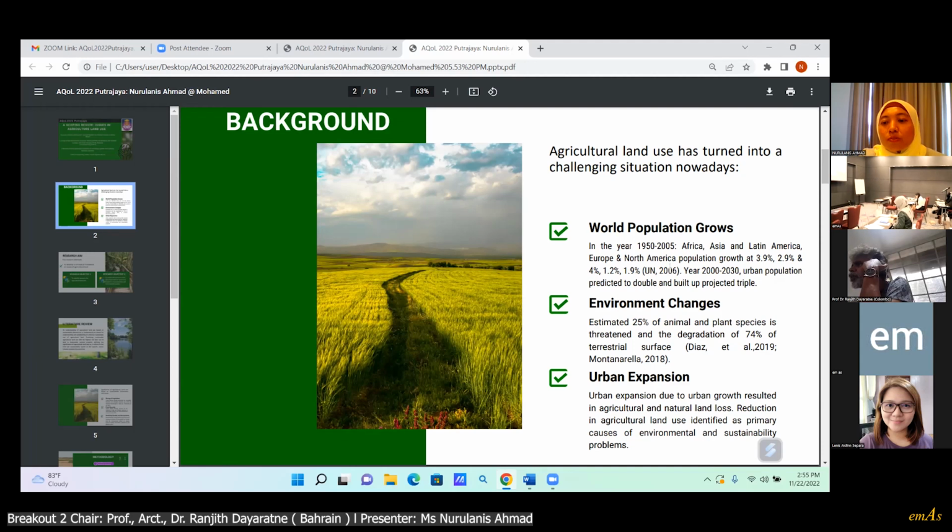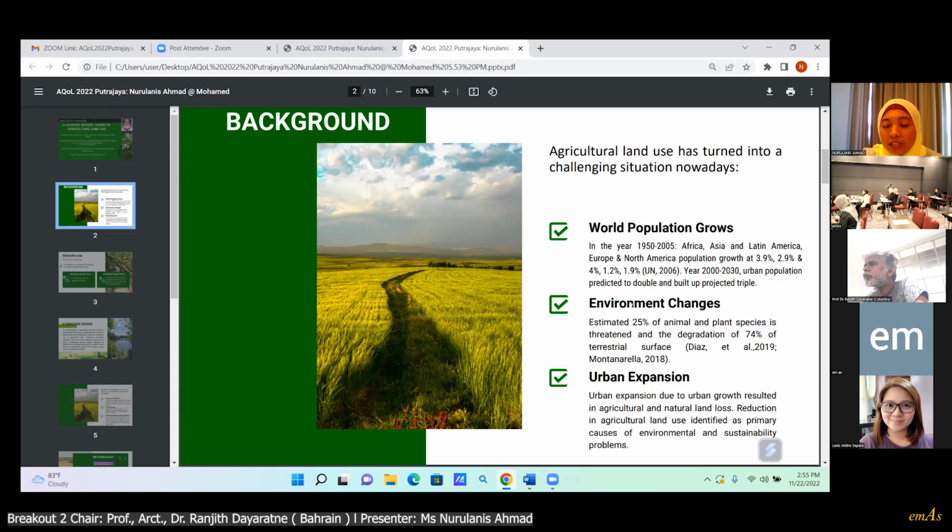However, this figure is also projected to triple from the year 2000 until 2030. Urban population is predicted to double, and built-up development is also projected to triple. Next, in terms of environmental changes, we are facing climate change, which occurs with a change of temperature setting, and it would affect animal and plant trends as well.